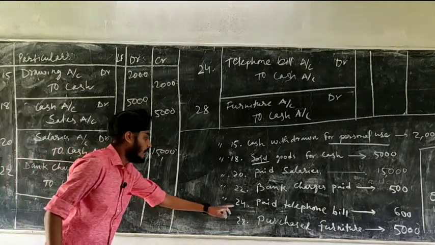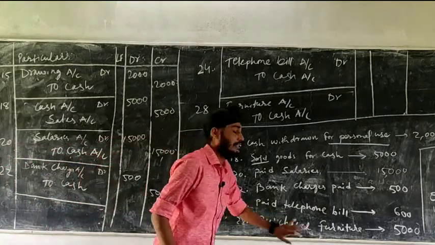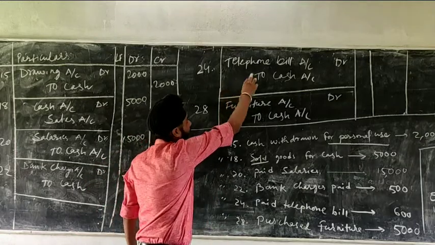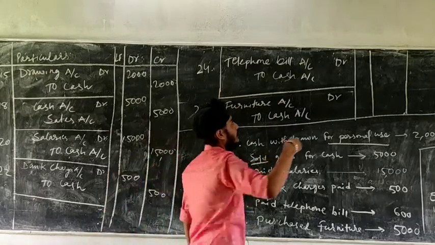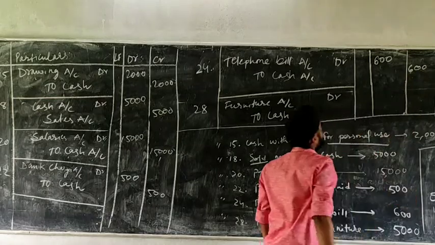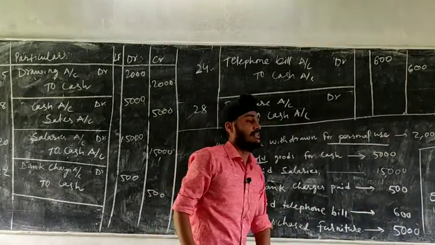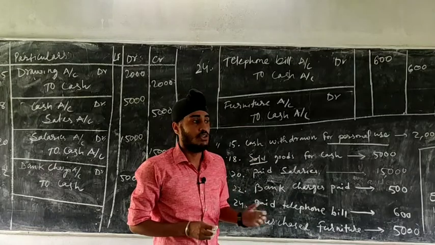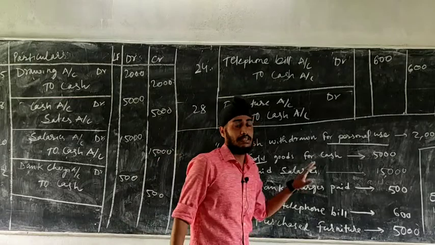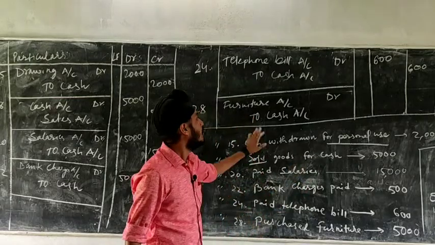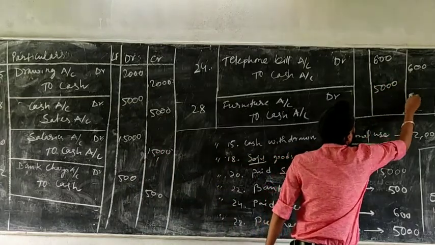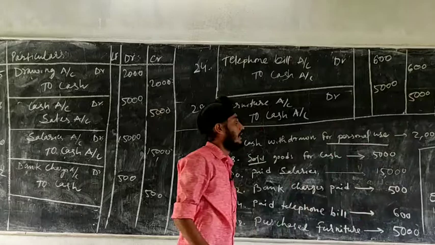Now 24th April. Paid telephone bill, same, telephone bill is expense. So telephone bill account debit to cash. What is the amount? 600. So 600 to debit and 600 on the credit side. And the last one is purchased furniture. Now purchased furniture is asset. So when asset is increased, it will be debit. So furniture account will be debit and cash is paid. So cash decreases, it will be credit. So furniture account debit to cash. What is the amount? 5,000. So this way question number 9 is solved.